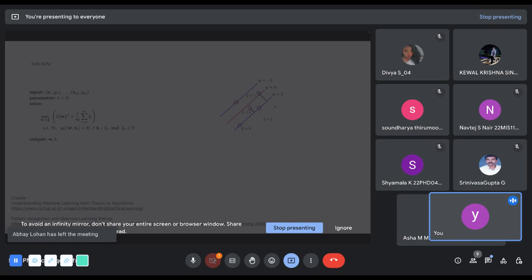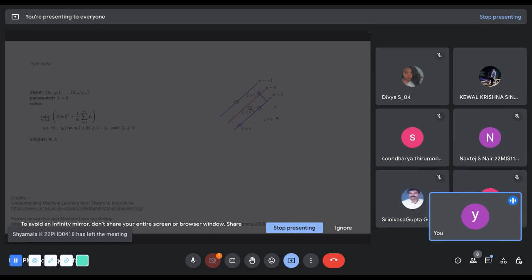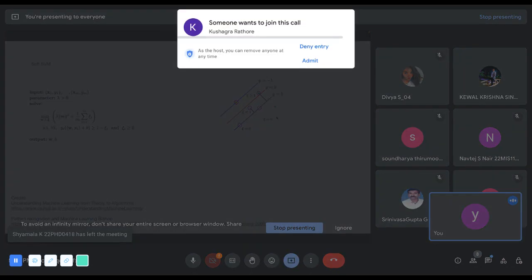And let's say you have y times (w transpose x plus b) is more than 1. Then you are more than okay, so you don't penalize that point. So zeta is 0 for such points. So that example is this way.